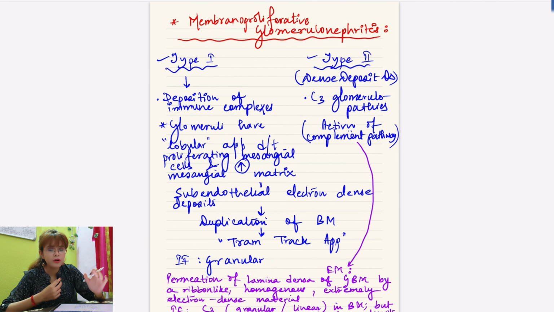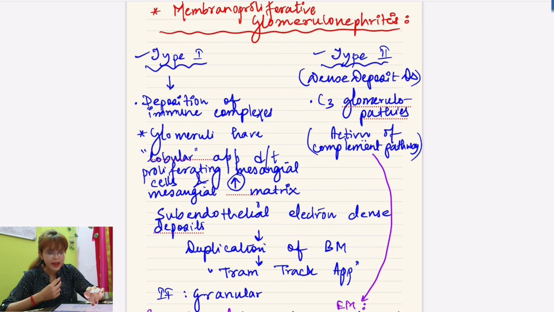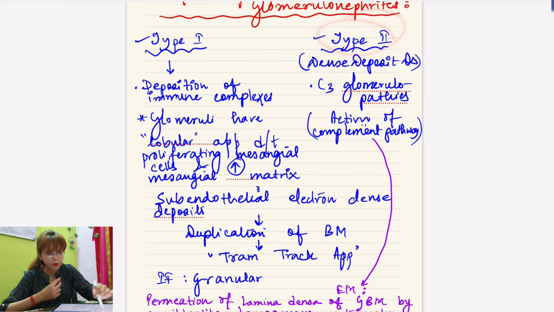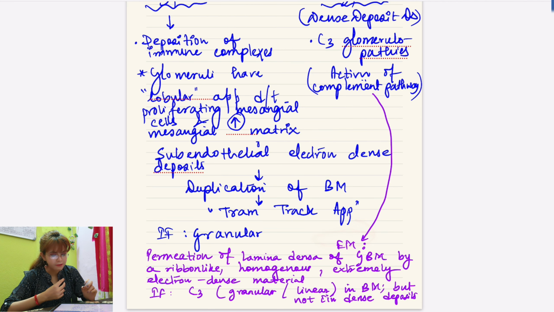Now, if you talk about membranoproliferative glomerulonephritis, we have two kinds, type 1 and type 2. Type 2 is called dense deposit disease. What exactly happens? Type 2, or dense deposit disease, is a kind of C3 glomerulopathy. There is activation of the complement system here. In electron microscopy, you are going to find permeation of the lamina densa of the GBM by a ribbon-like, homogeneous, extremely electron dense material. In immunofluorescence, you're going to get C3 deposits which may be granular or linear in the basement membrane but not in the dense deposit.